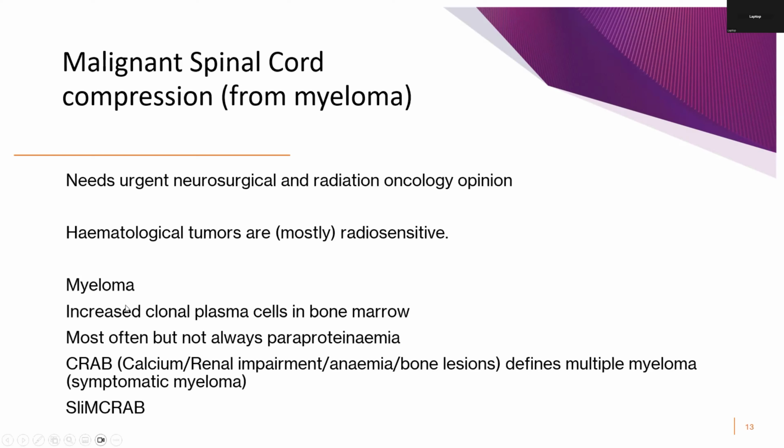Just to remind everyone that myeloma is an increased clonal plasma cell in the bone marrow, so at least 10%. There's most often, but not always, a paraprotein in the blood. By definition, the old definition was CRAB: hypercalcemia, renal impairment, anemia, and bone lesions. There's this newish definition, SLiM CRAB, which is light chain ratio and MRI lesions, which can be used to diagnose myeloma a little bit earlier than we previously could.